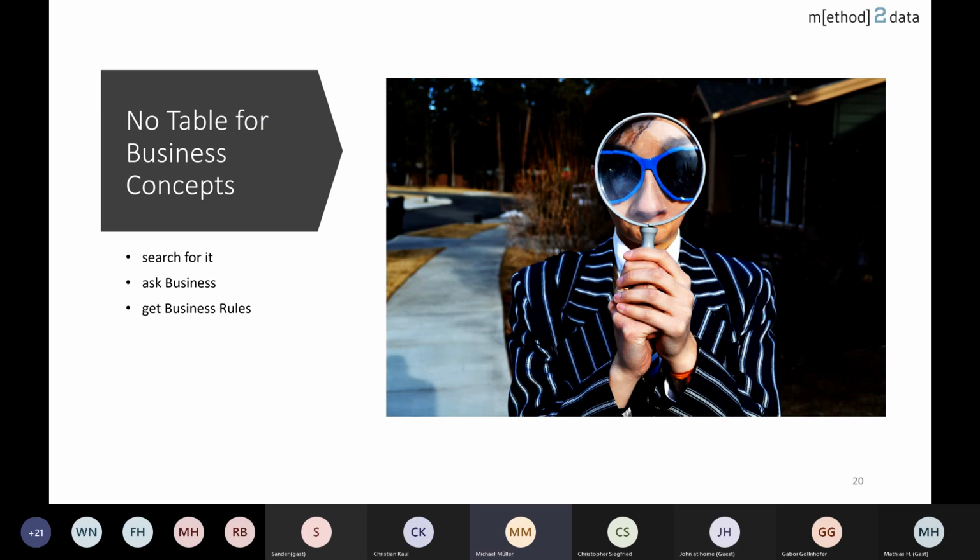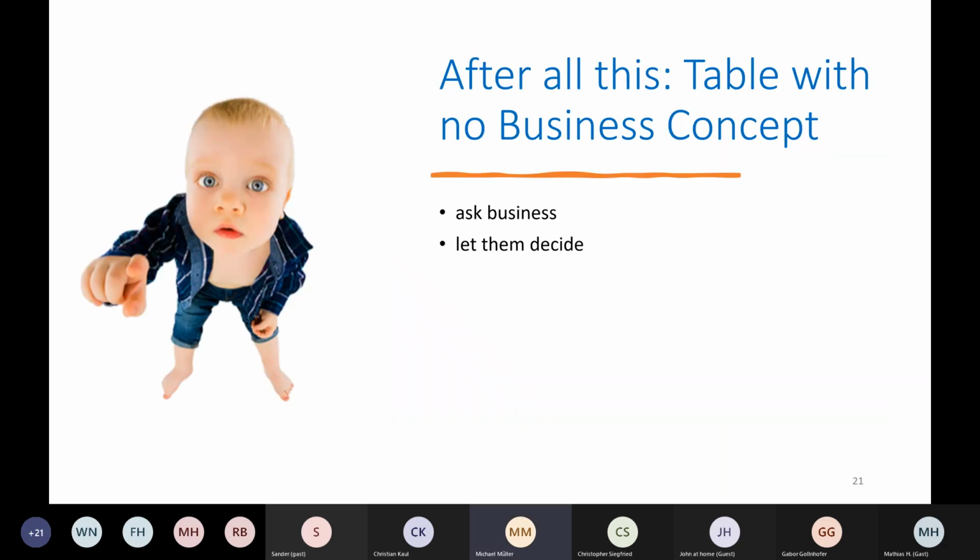If you don't have a table for a business concept, search for it, ask the business, get the business rules. If you still don't have it, well, it didn't happen to me before, but I would ask the business why it's not there. And it might be that you have a table but no business concept. And I don't know if you need it or not, but this is basically another version of the implicit business concept discussion.